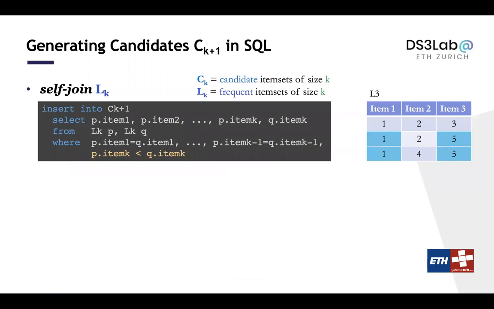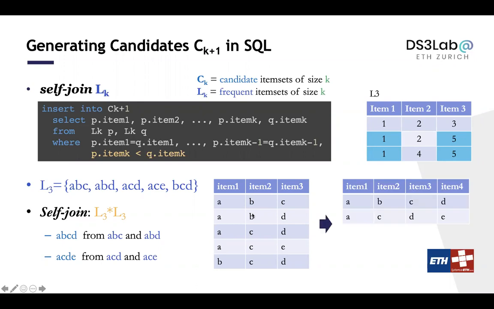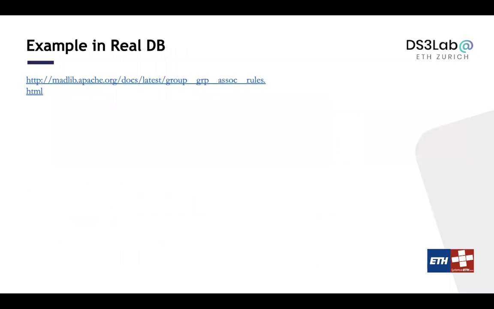This gives you a way to run this algorithm by writing a very simple SQL query. Assuming you already have Lk, you can do a self-join of Lk, match all the first k minus 1 attributes, and generate item sets of size k plus 1. If you run this SQL query, you get a larger candidate set. Then you take that candidate set, go tuple by tuple, calculate the support for each, do one pass of filtering, and you get your Lk plus 1. So it's a very simple algorithm.